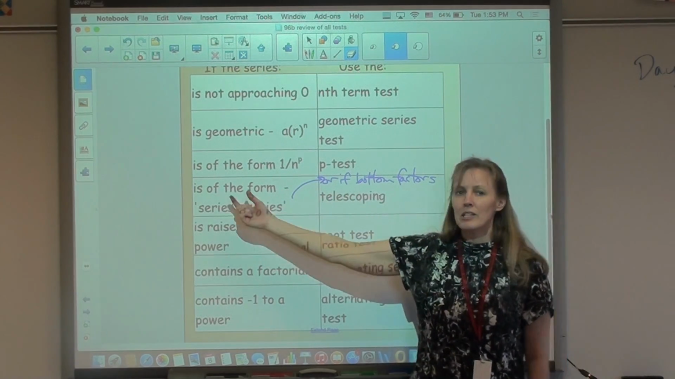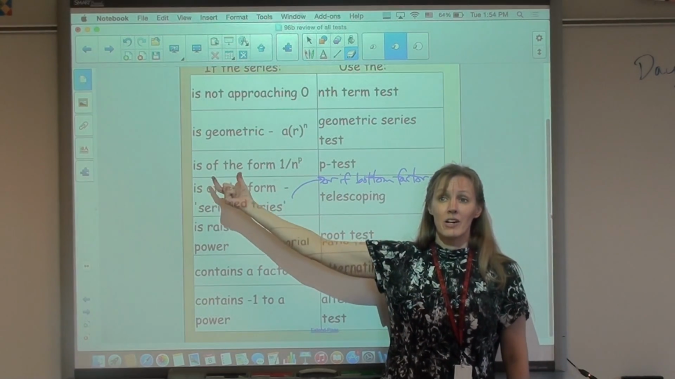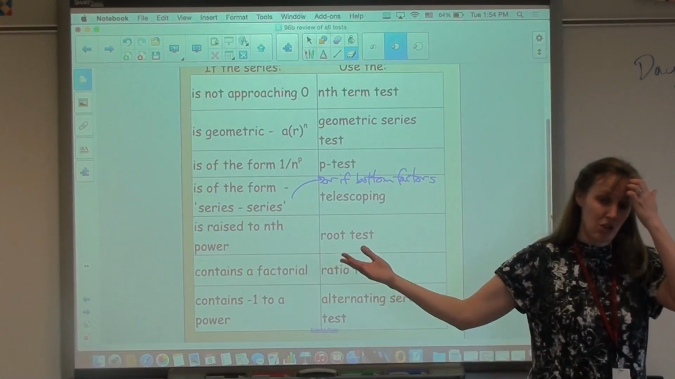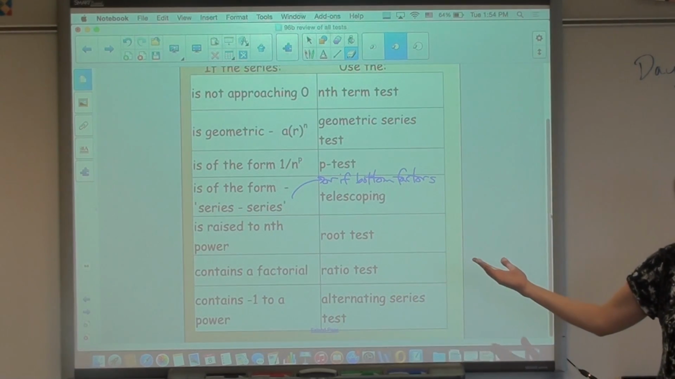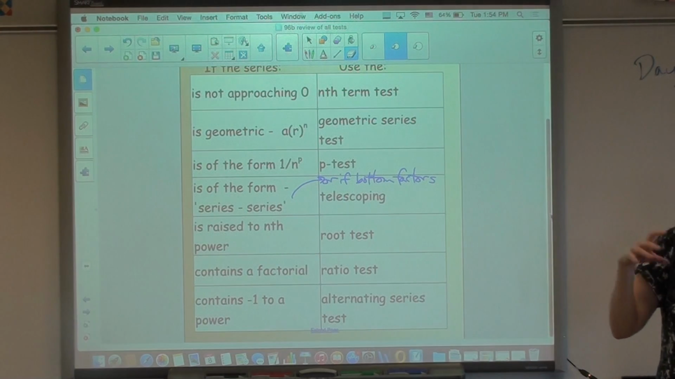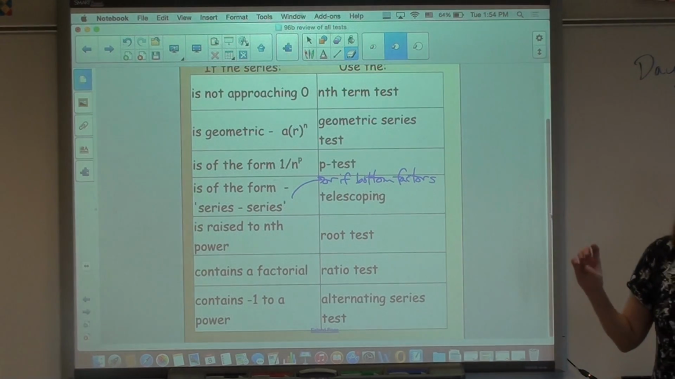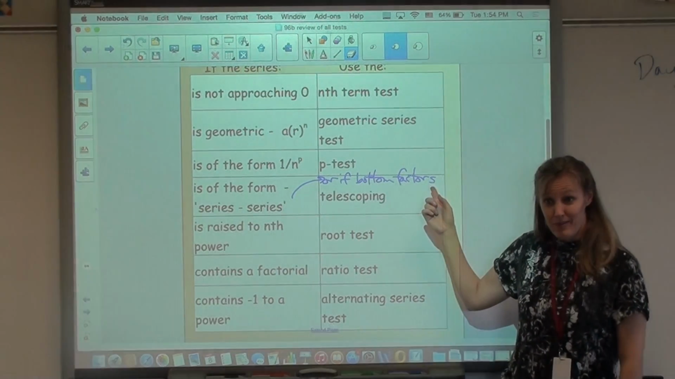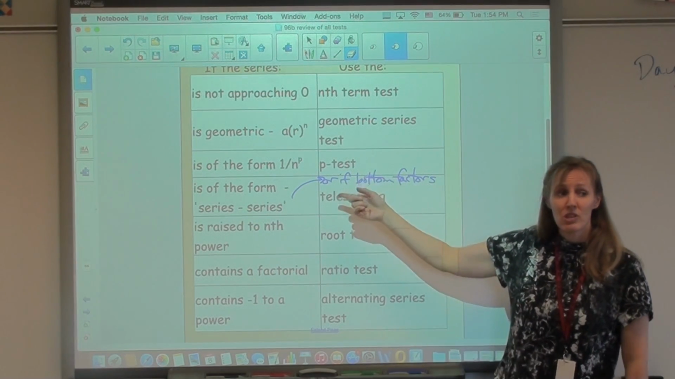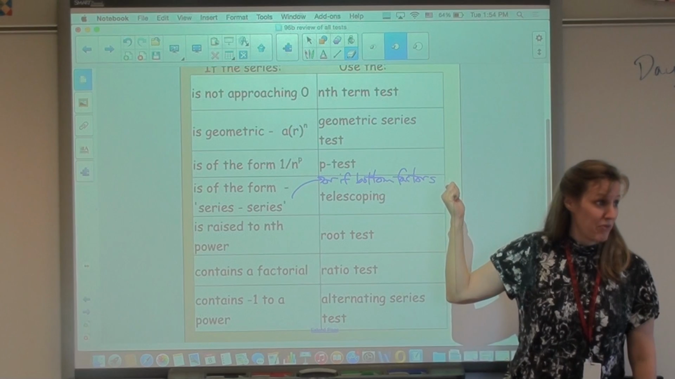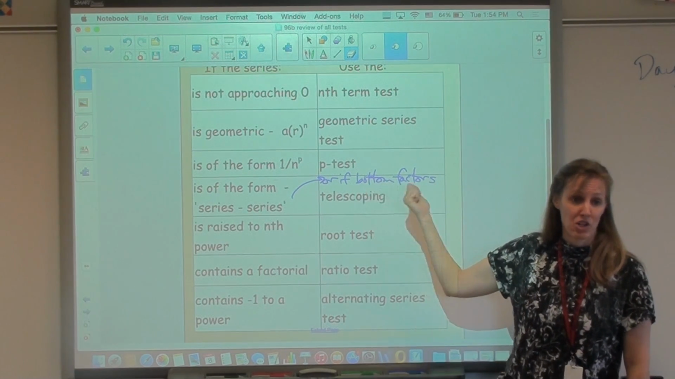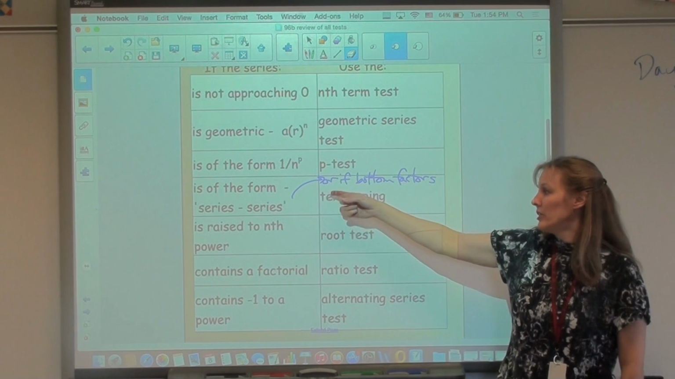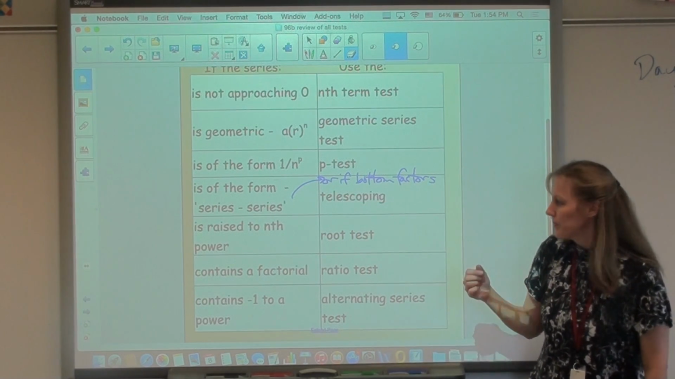Telescoping. Telescoping is really easy if you have a series minus another series. That doesn't automatically make it telescoping, but that's something you should check first, right? Sometimes it's hidden. Sometimes they hide telescoping behind a factorable denominator, right? So if you're stuck, check and see if the denominator factors, and then if you can use partial fractions to rewrite it as telescoping. So look for those telescopings.